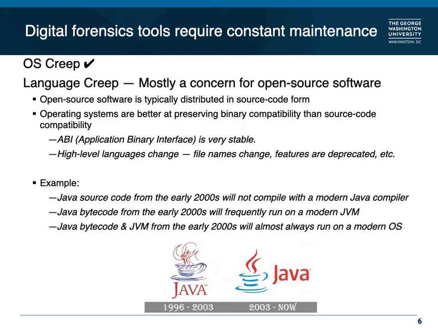And a good example of this is Java. If you have Java source code from the early 2000s, it pretty much won't compile on a modern Java compiler. But if you have a compiled Java program in the form of bytecode from the early 2000s, it will frequently run on a modern JVM. And if you have bytecode and a JVM from the early 2000s, the combination will almost always run on a modern OS, because the old JVM is using an ABI, an application binary interface, that is very stable.